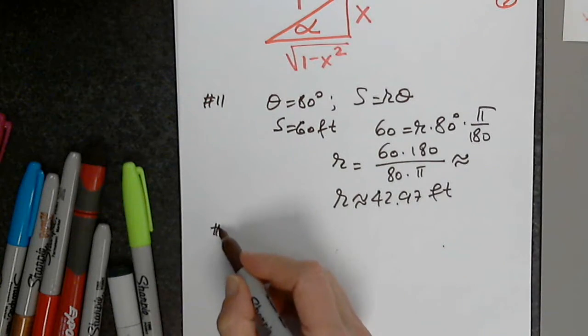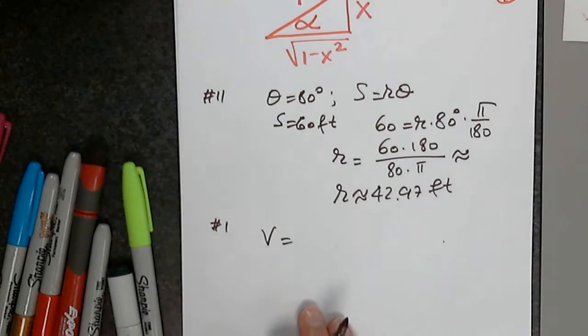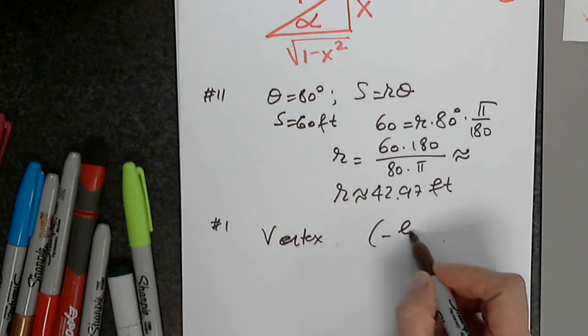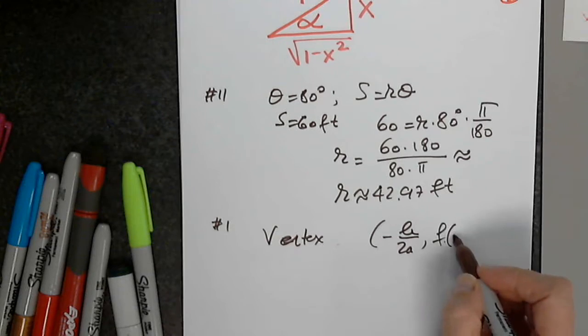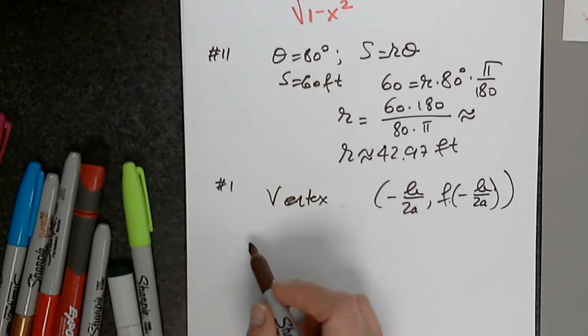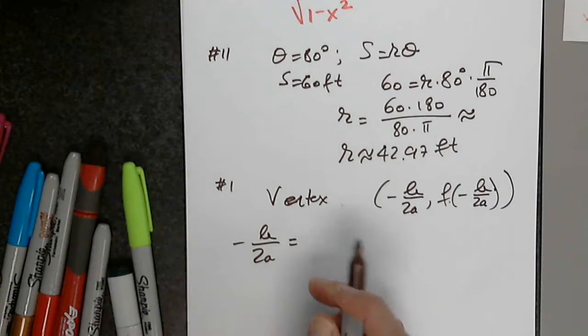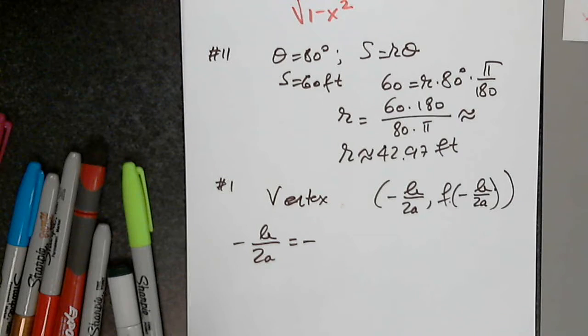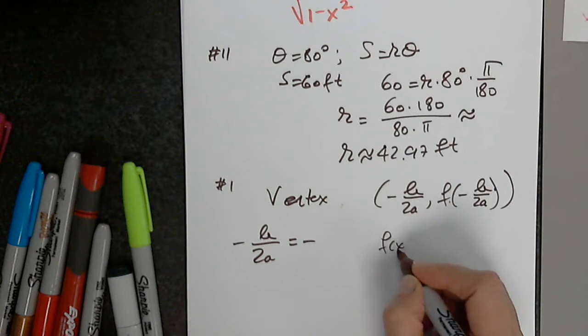And in number one, all you have to find is the vertex. So the vertex, which is negative b over 2a, comma f of negative b over 2a. So negative b over 2a, can anyone give us b? Make sure it's in descending order. What was the function? Can anyone give us the function?